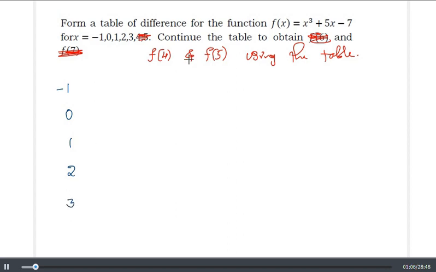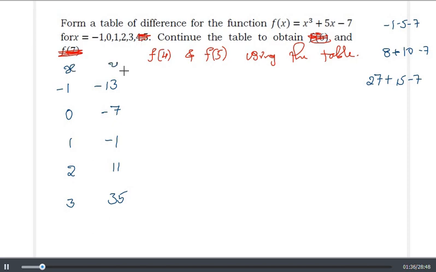Okay, and here minus 1, f of minus 1, how much is it? So that is minus 1 minus 5 minus 7, so minus 13. Yeah, so that is 27 plus 15 minus 7, so that is going to be 31. So now these are x values and these are y values. Let us try to write the forward differences, delta y, delta square y and delta cube y.